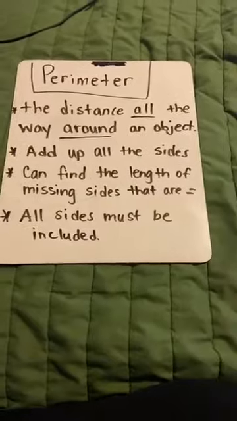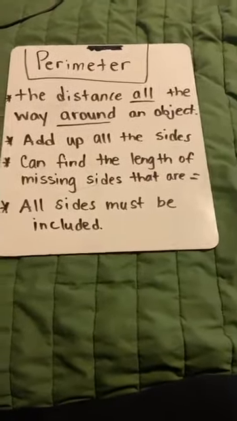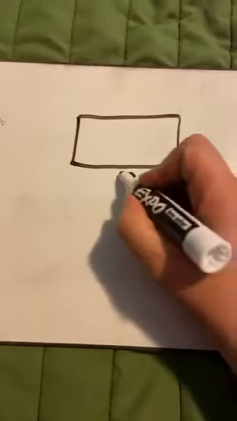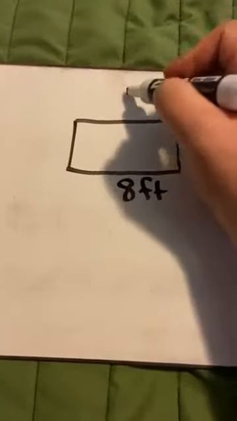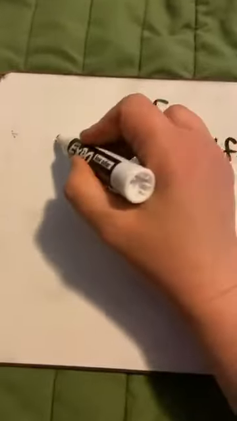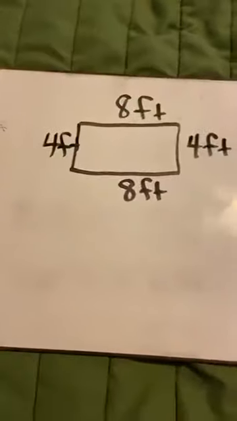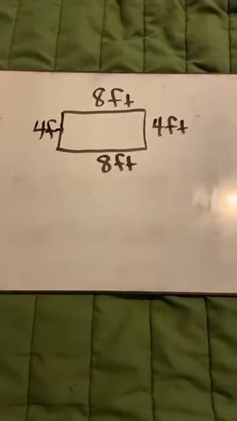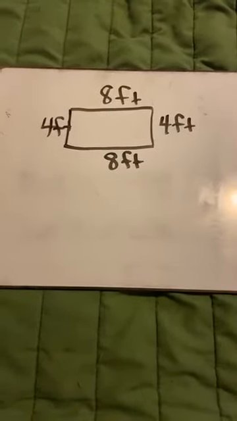So today, my challenge to you is this. I have a problem that I want you to solve. Are you ready? Perimeter is all the way around. So here's my rectangle. 8 feet. 8 feet. 4 feet. And 4 feet. Can you tell me what the perimeter is of this figure that I just drew?